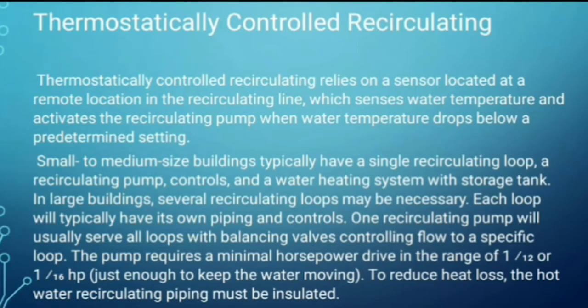Small to medium-sized buildings typically have a single recirculating loop, recirculating pump, controls, and water heating system with storage tank. In large buildings, several recirculating loops may be necessary. Each loop will typically have its own piping and controls. One recirculating pump will usually serve all loops with balancing valves controlling flow to a specific loop. The pump requires a minimal horsepower drive in the range of 1/16 HP, just enough to keep the water moving. To reduce heat loss, the hot water recirculating piping must be insulated.